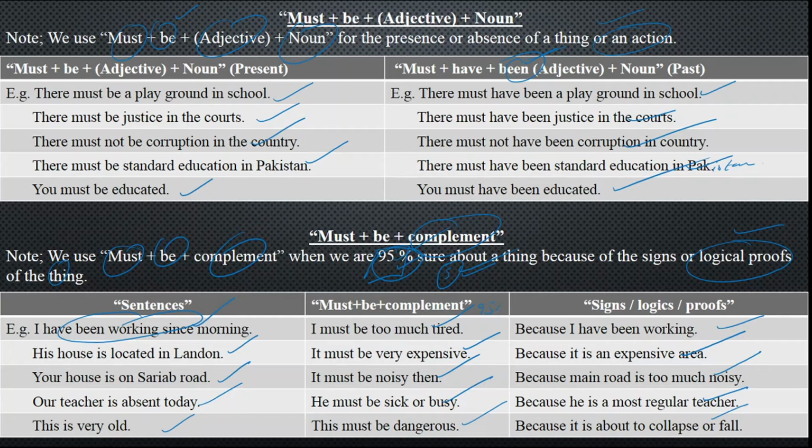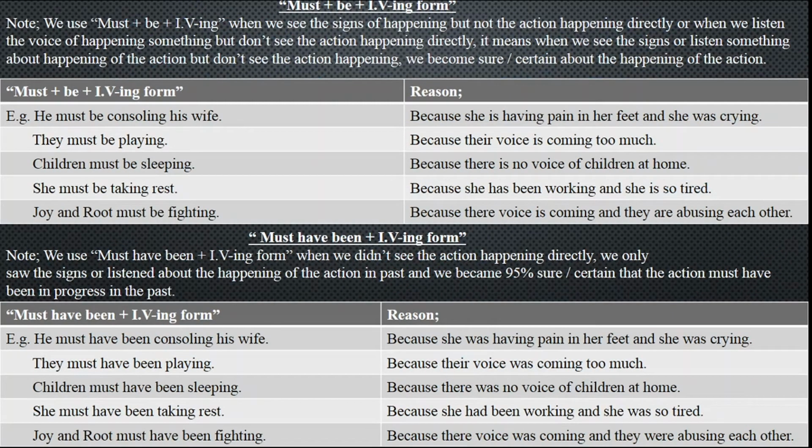Okay, next is must be plus the ing form of the verb. That is the next topic: must be plus the ing form of the verb. We use must be plus the ing form of the verb when we see signs of happening but not the action happening. You can just see the signs of that happening, the action is not happening directly.